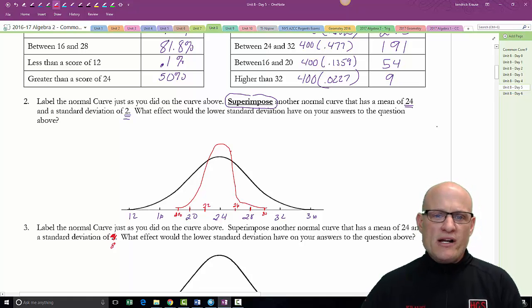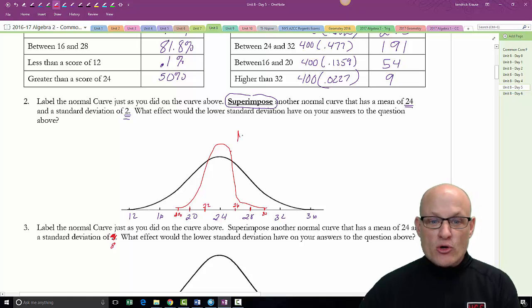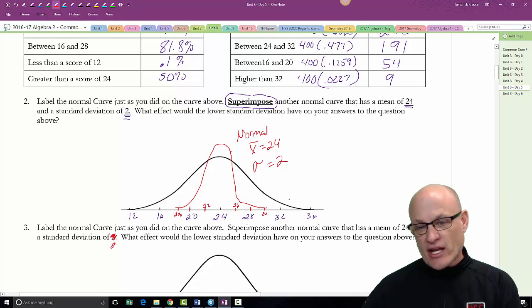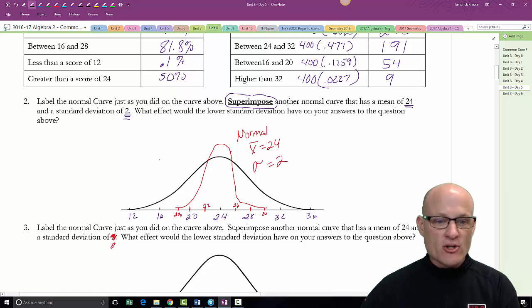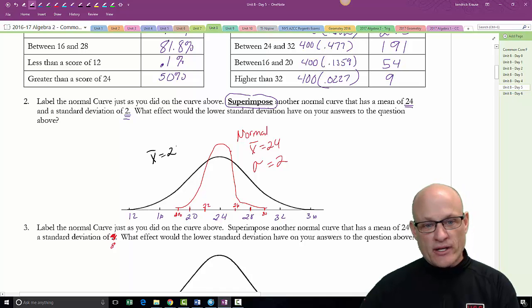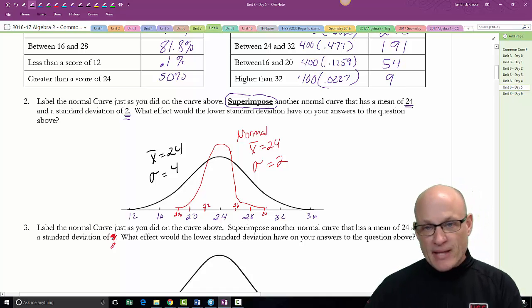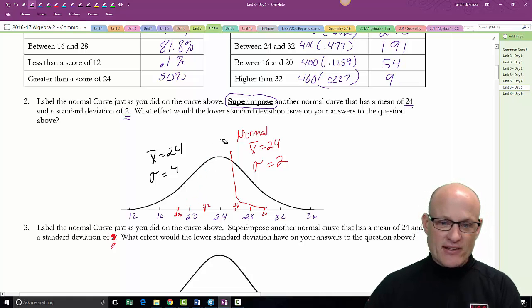So this would be the normal distribution with x bar of 24 and a sigma of 2, a standard deviation of 2. That's the red one. The black curve has an x bar of 24 and a standard deviation of 4. Well, what do you notice about the red curve as opposed to the black curve? You'll notice that the red curve is more, you know what, I'm still not loving this red curve.